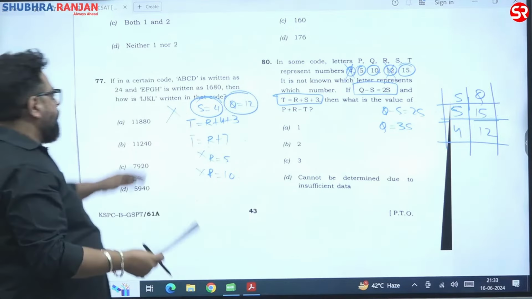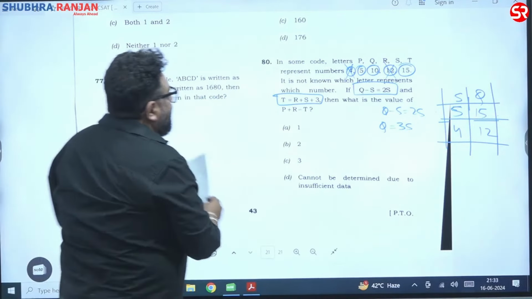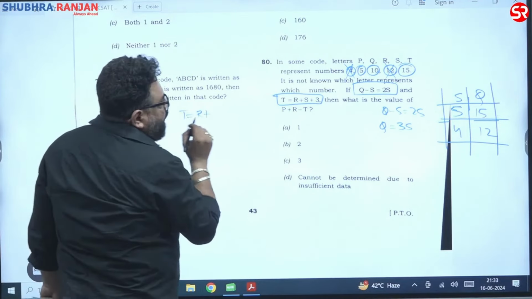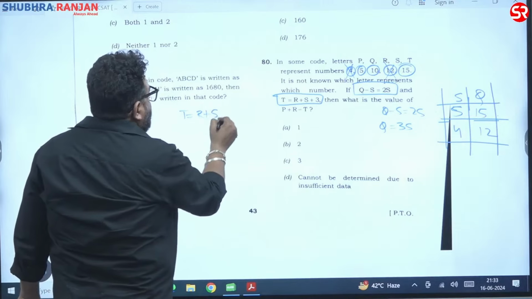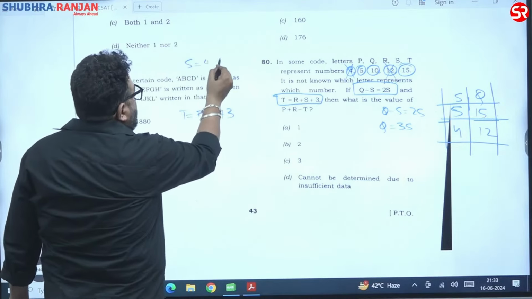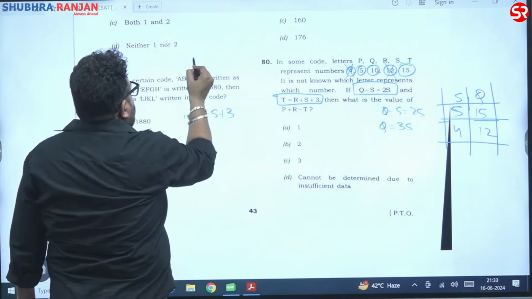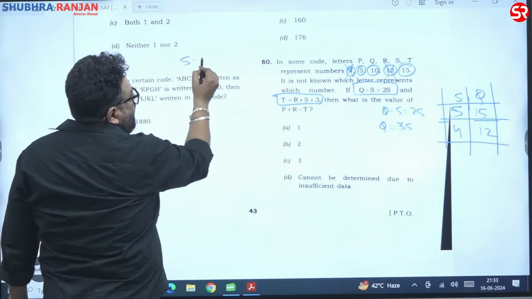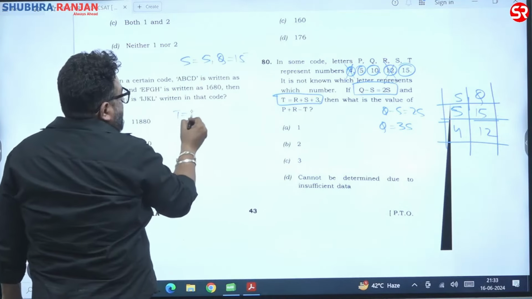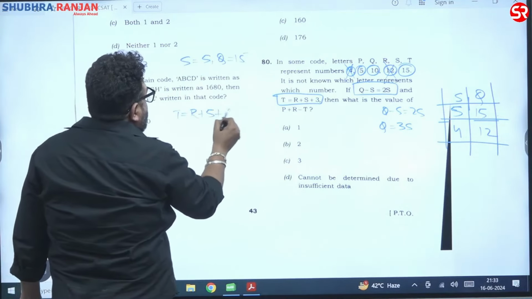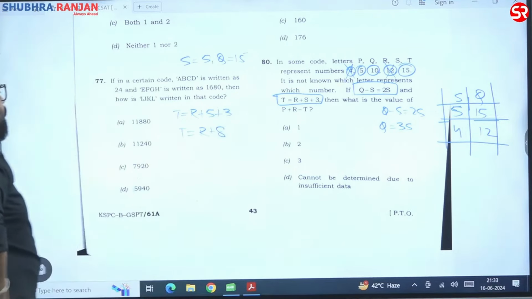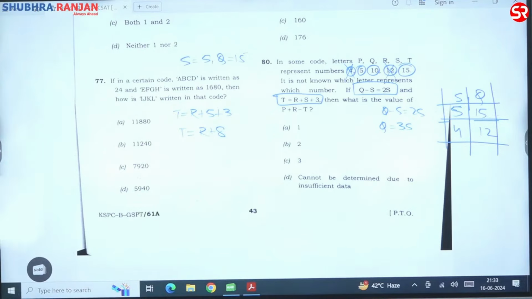Then let's check out the second option, right? Again, T equals R plus S plus 3, and I'm taking S to be 5. 5 plus 3. So I'm taking S to be 5 and Q is equal to 15. So T is R plus 5 plus 3. So T is equal to R plus 8. Now let's see what we are doing now.